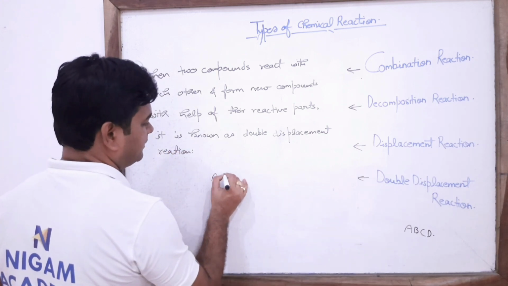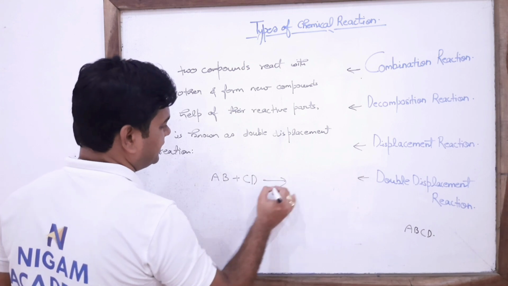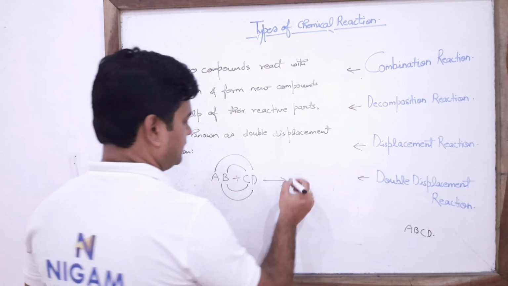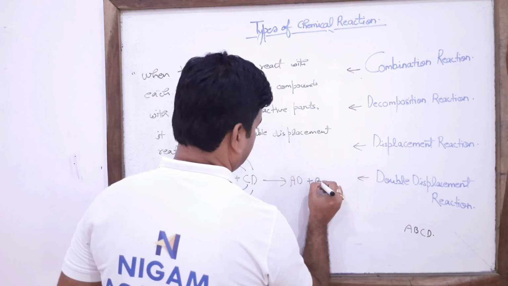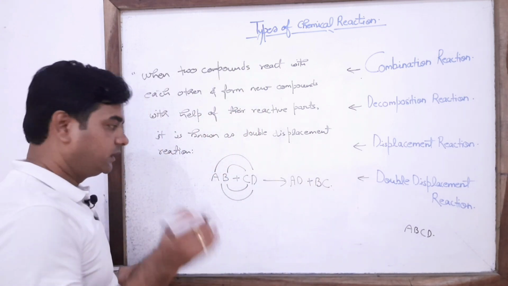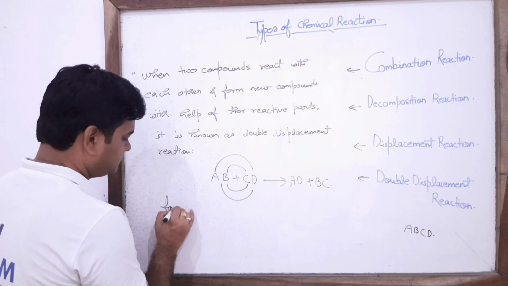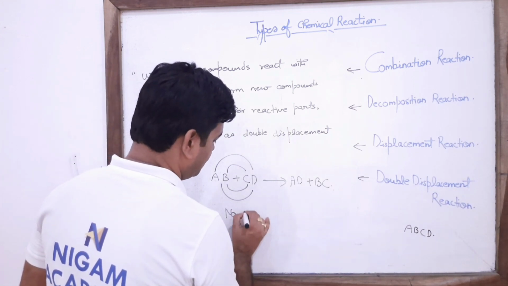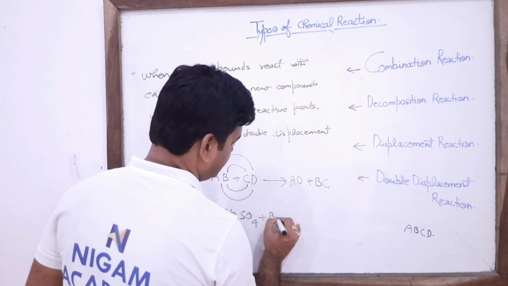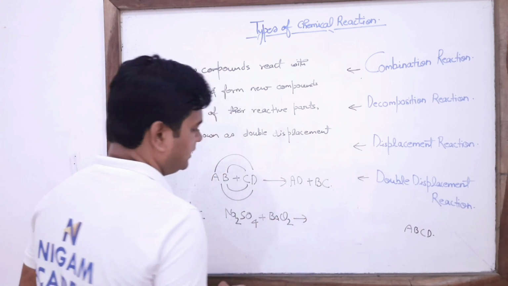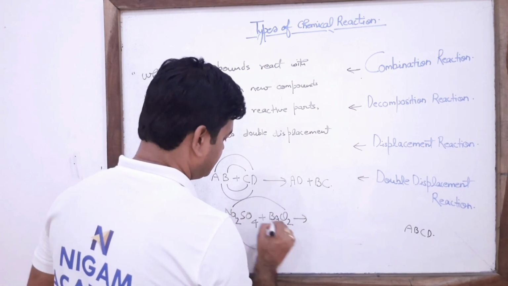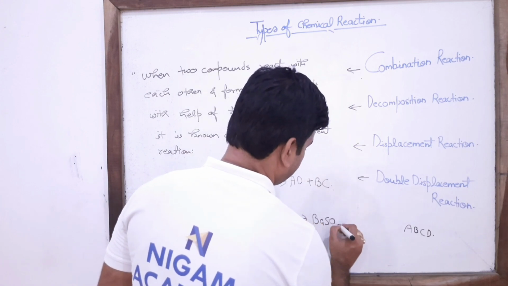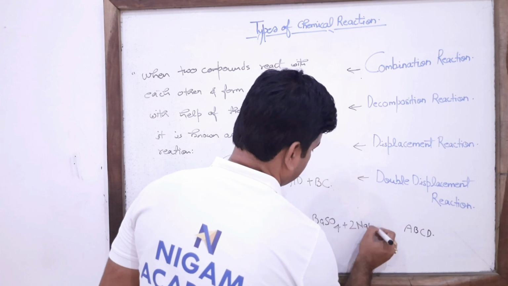Now, if you had compound AB and compound CD, what will happen? They usually form new compounds in this manner. They will form compound AD and compound BC. Let us have an example from your book. If you have Na2SO4 and it is reacting with BaCl2, what will happen? They will join like this. So what will happen? They will have BaSO4 and 2NaCl.